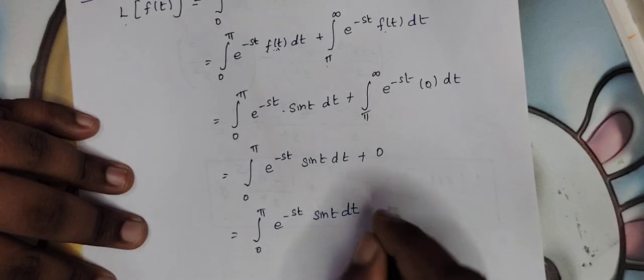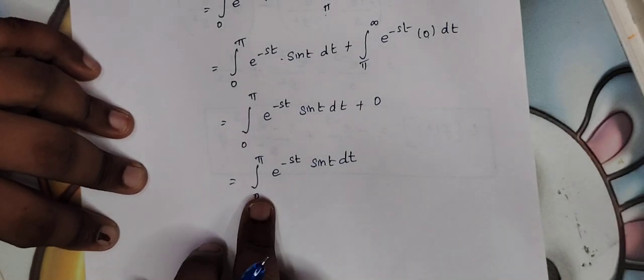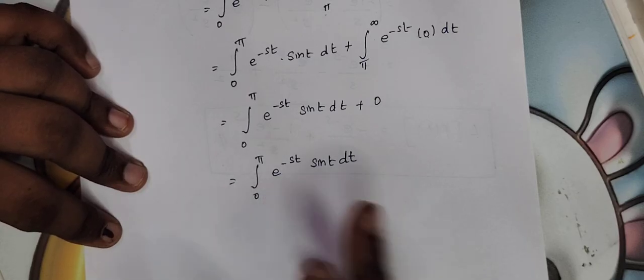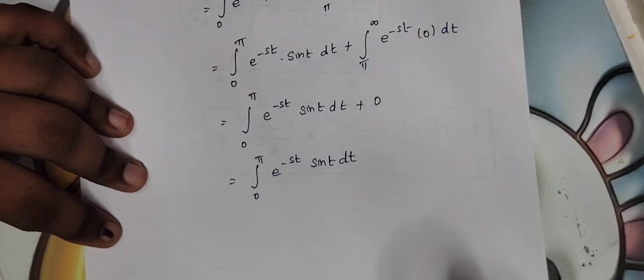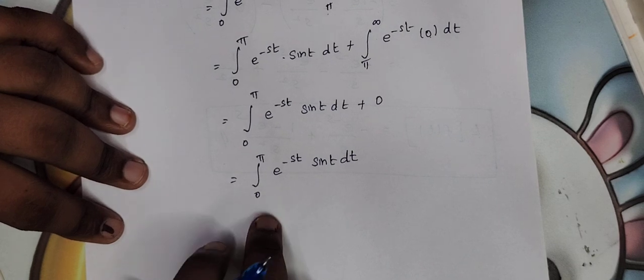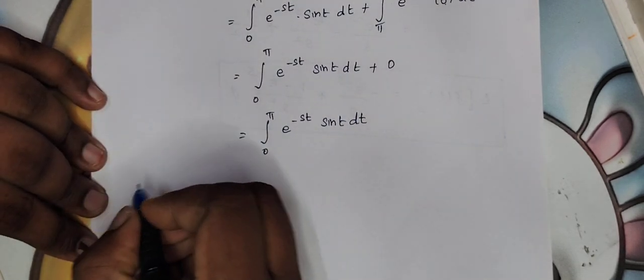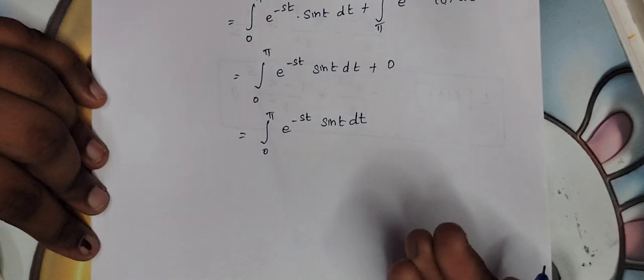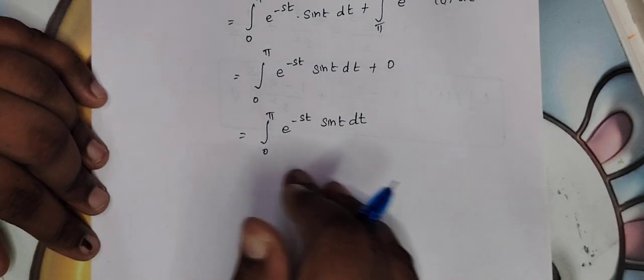Only this interval remains. Now what we need to do is integrate this term, right? We can integrate this term using Bernoulli's formula. Using the Bernoulli's formula we can integrate this term, and there is also one more formula to integrate the term.